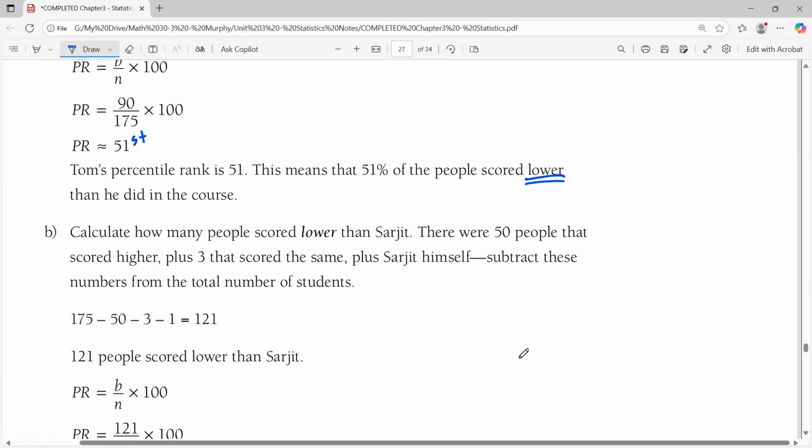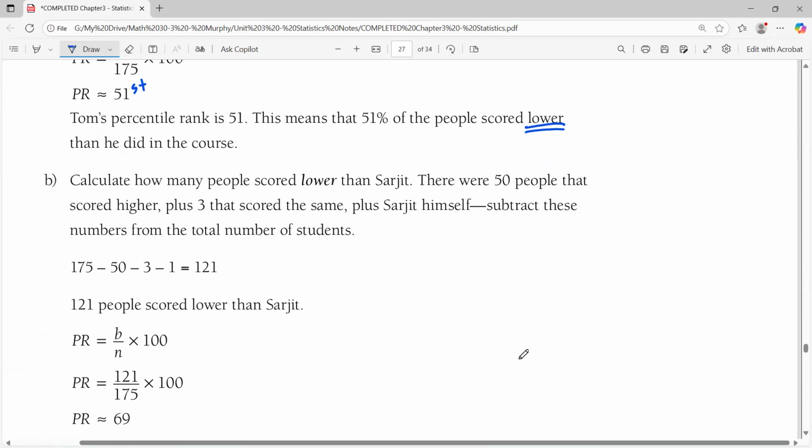Okay, so this one is scored higher, so you have to be careful, right? So here he is. There's 3 other people, 1, 2, 3. We'll use P for people that all have the same score. So person 1, 2, 3, and then 50 people above.